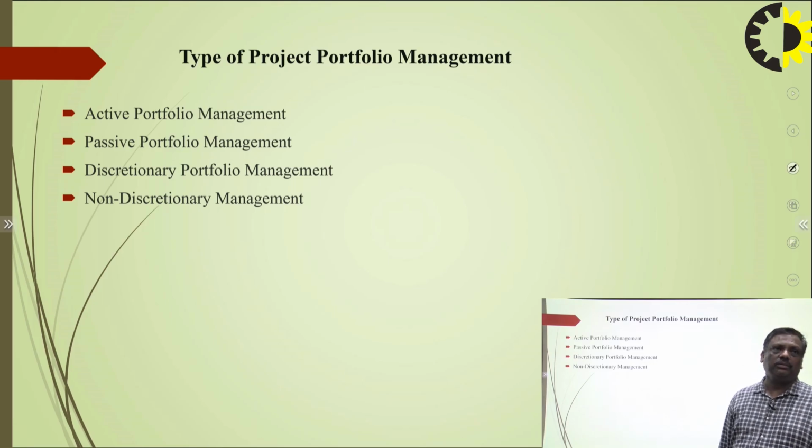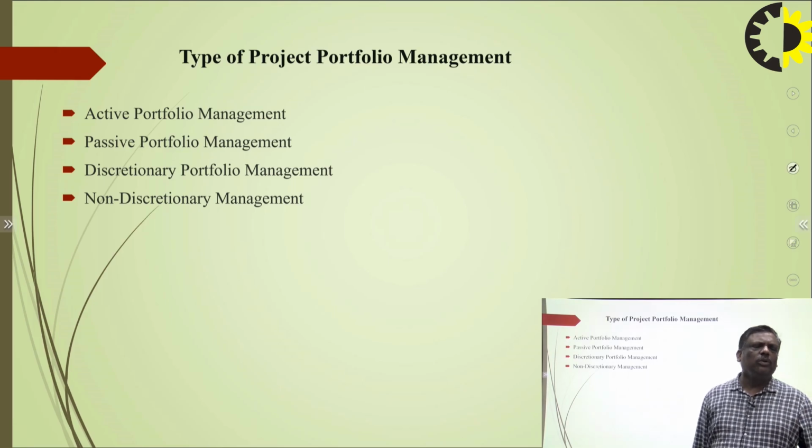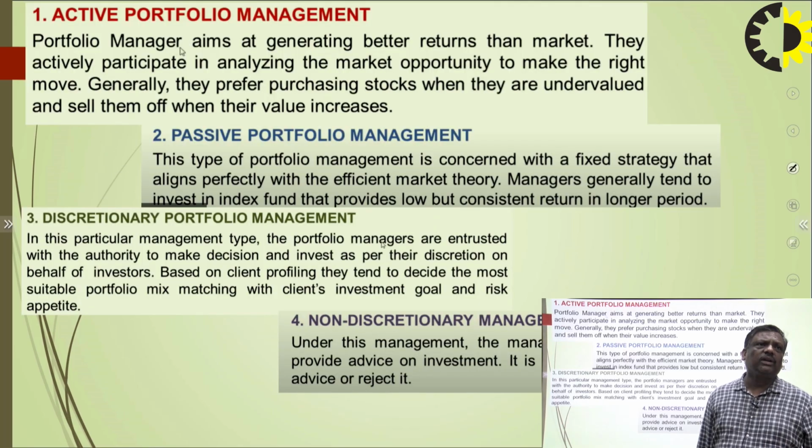And the types of project portfolio management. That means the four types of project portfolio management. The first one is active portfolio management, passive portfolio management, discretionary portfolio management, and non-discretionary. So one by one we can elaborate on it. So these are the four types of project portfolio management and their working scenarios.